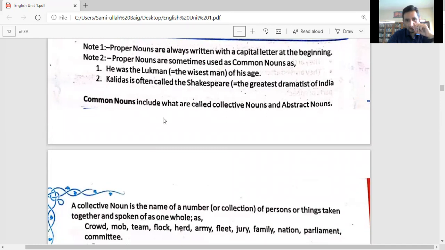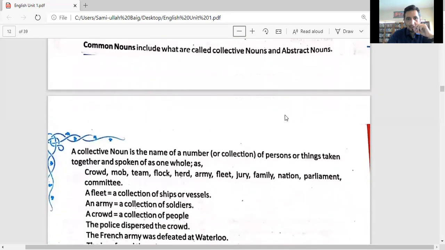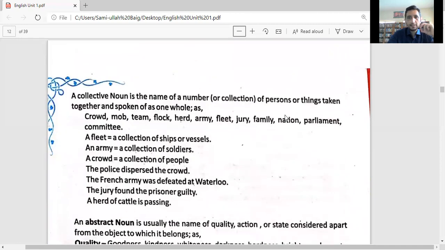Now further, common nouns can be divided into collective nouns and abstract nouns. Now what is a collective noun? You already know that. A collective noun is the name of a number or collection of persons or things taken together and spoken of as one whole. So a collective noun is the name of a group.